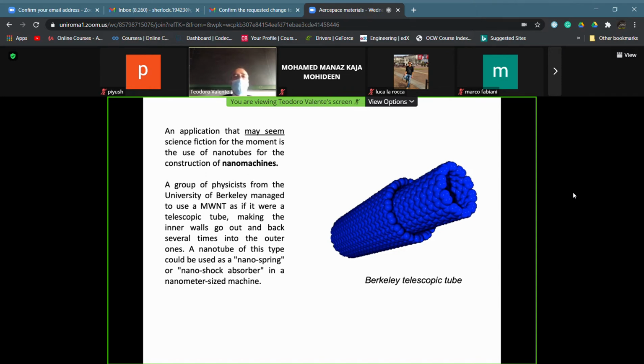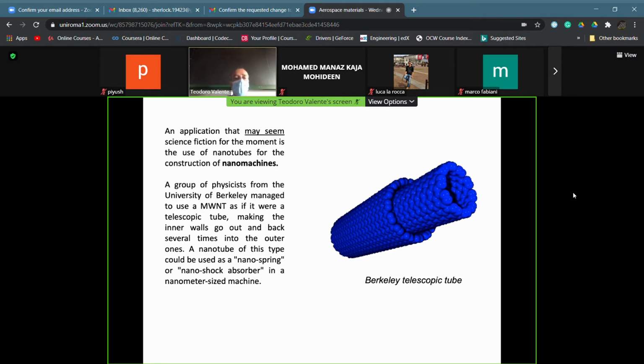This is one application that may seem, as I wrote, a sort of science fiction: the telescopic nanotubes, which have been fabricated at Berkeley University in order to follow up a research line dedicated to the construction of nanomachines. And it has been done. A group of scientists of this university, starting obviously from multi-walled carbon nanotubes, fabricated a sort of telescopic tube, making the inner walls, that is the single carbon nanotubes inside, go out and back several times.